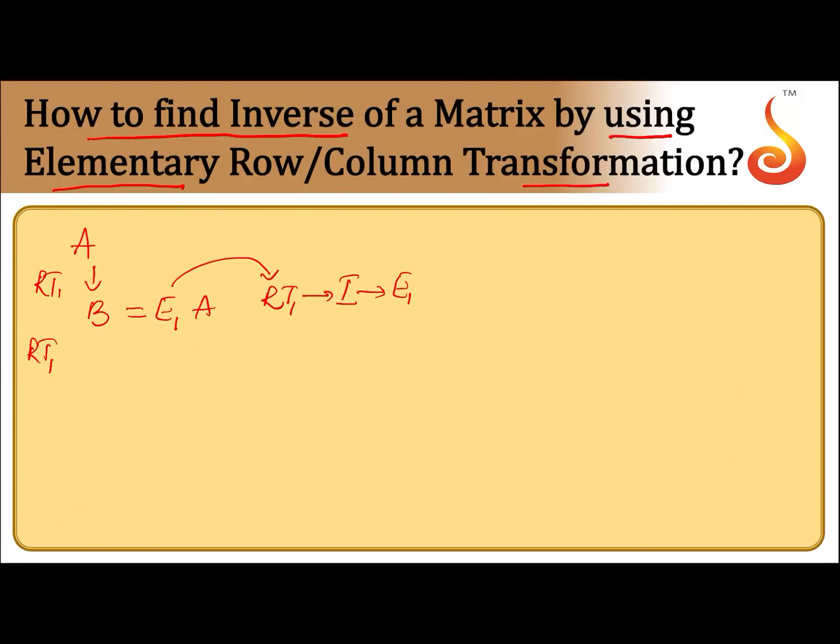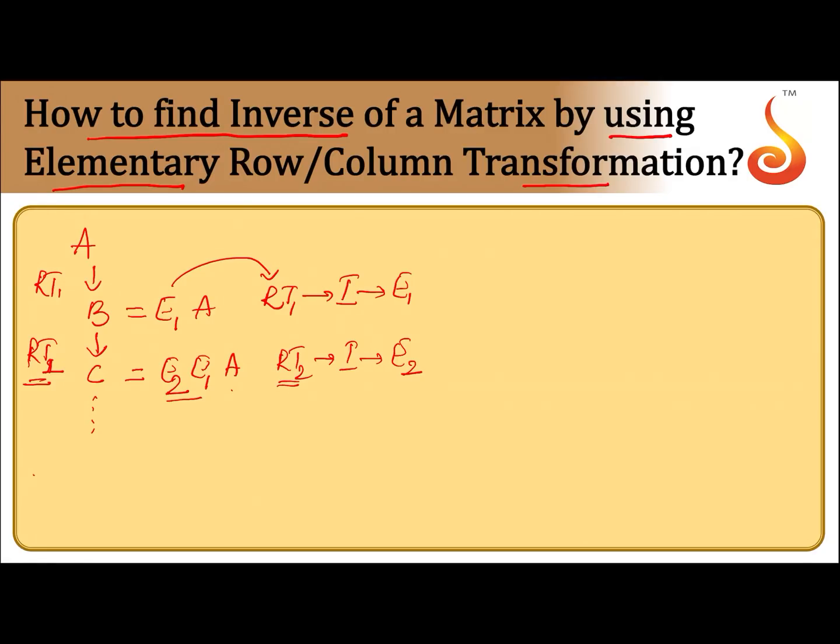Again, we apply one more row transformation on B to get C. That can also be written as A pre-multiplied by E1, again pre-multiplied by E2. That E2 is nothing but the elementary matrix obtained by applying the same second row transformation on the unit matrix. That you pre-multiply, and you get this one.